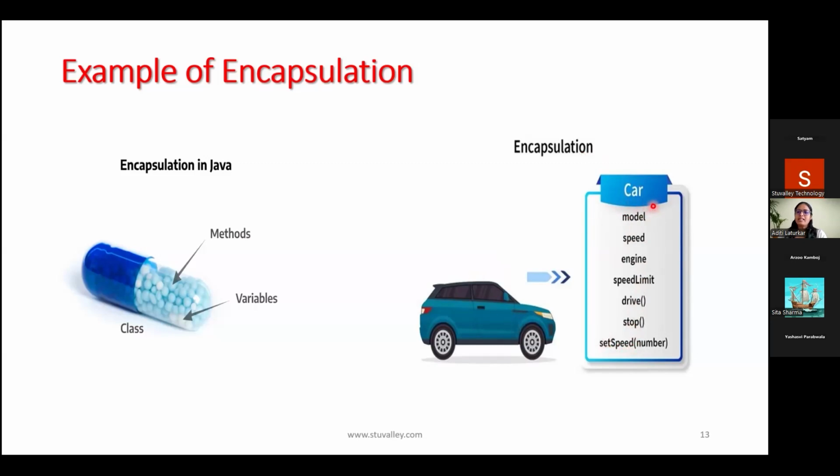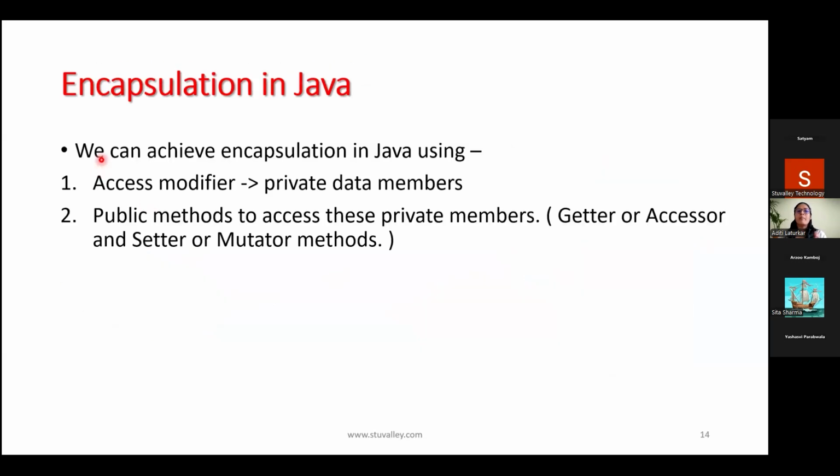If we don't want these variables to be accessible outside of this same class, we have to make these variables private. And to access these variables, we create methods of the class. So we achieve encapsulation in Java using access modifiers, that is private data members, and public methods to access these private members, known as getter and setter methods, or accessor and mutator methods. Clear till here? Anyone has any doubt?